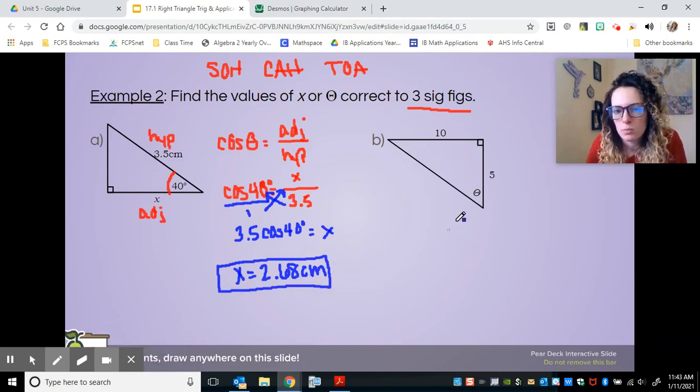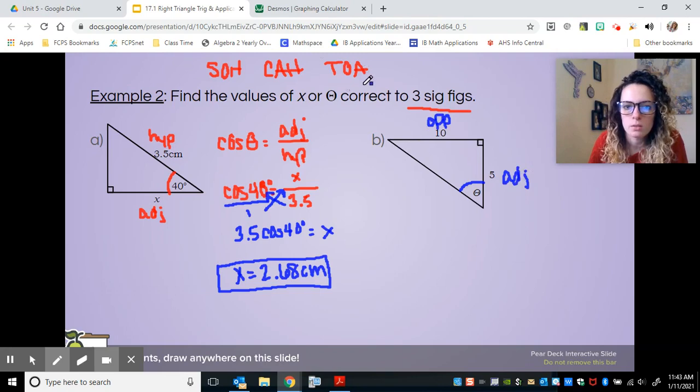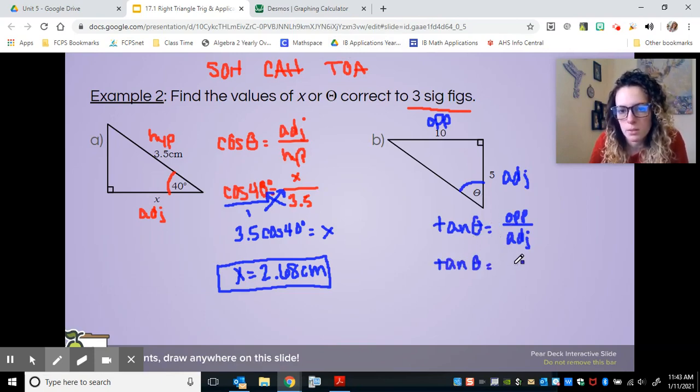Letter B, alternatively, I'm looking for the angle, and I'm given the opposite side and the adjacent side. So again, thinking about SOHCAHTOA, opposite and adjacent mean I'm looking at tangent. So filling in what I know, I do not know theta. That's what I'm looking for. I know my opposite side is 10, and my adjacent side is 5. Now you can simplify that. 10 divided by 5 is 2, or you can just leave it. It's your choice. But what's important to note here is we are looking for the angle.